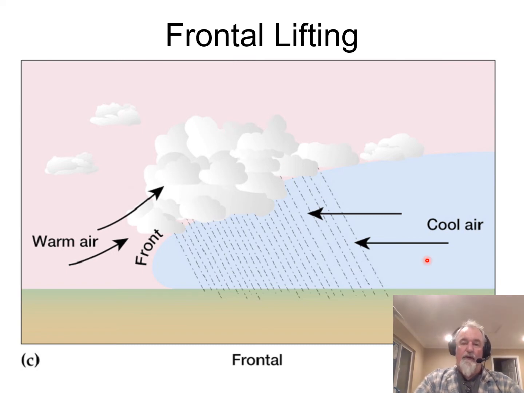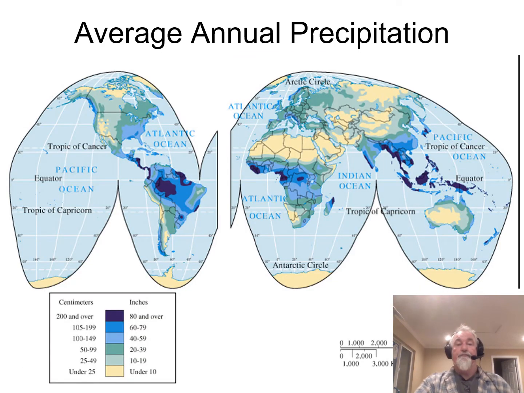This, with the cold air or cooler air doing the moving, we would call that a cold front. If the warm air is doing most of that moving, we call it a warm front. In either case, we call those fronts, and the type of lifting, frontal lifting.